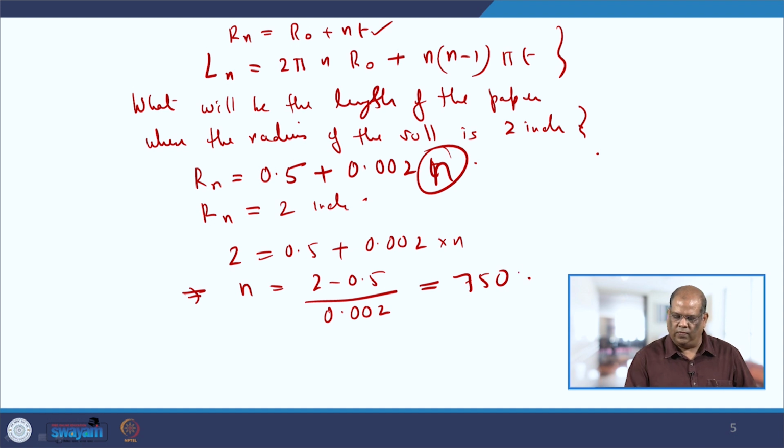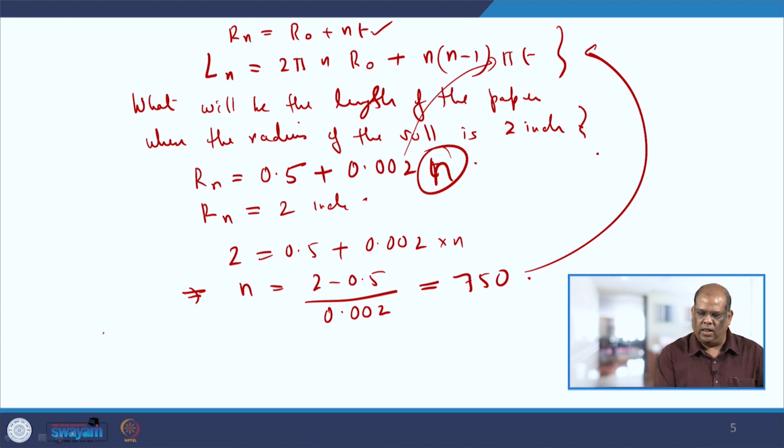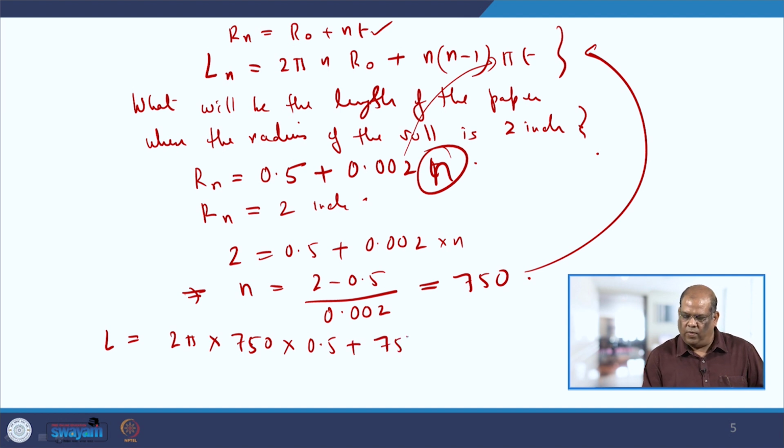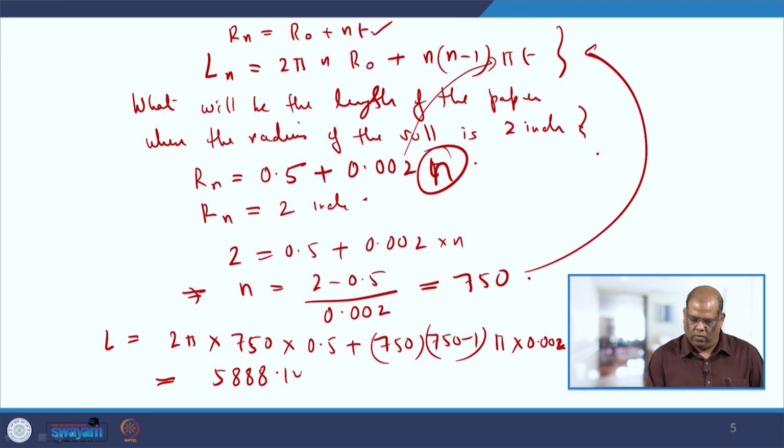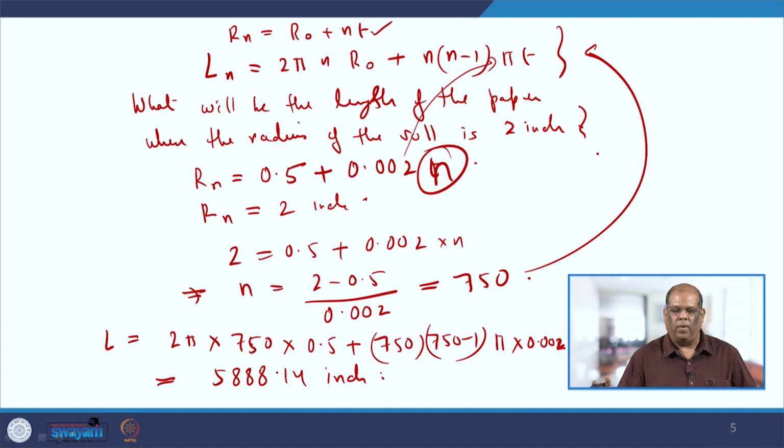Now you substitute this value of n here, this value of t here, and you get the length is equal to 2 pi multiplied by n, which is 750, into r0, which is 0.5, plus 750 into 750 minus 1 into pi into the thickness, which is 0.002. And if you simplify this, this will be approximately equal to 5888.10 inch.